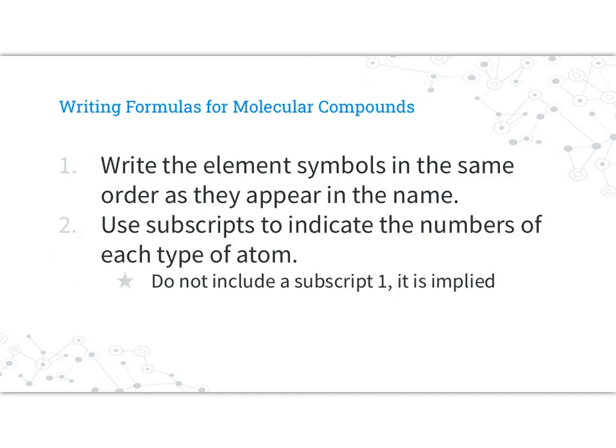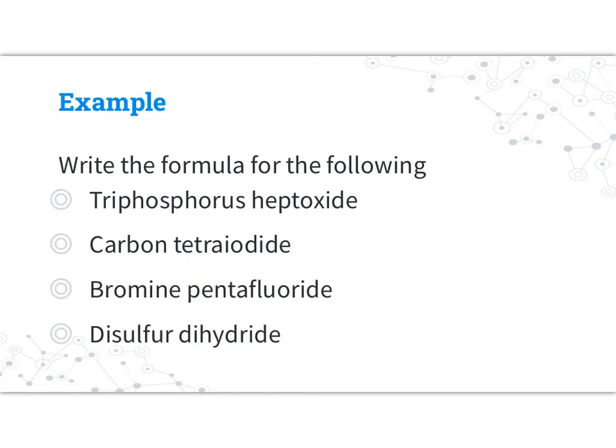So now that we write the names for molecular compounds, how do we write the formula from the name? What we're going to do is we're going to write out the element symbols in the same order as they appear in the name, and we're going to use subscripts to indicate the numbers of each type of atom. Do not include a subscript 1, it is implied. So write the formula for the following.